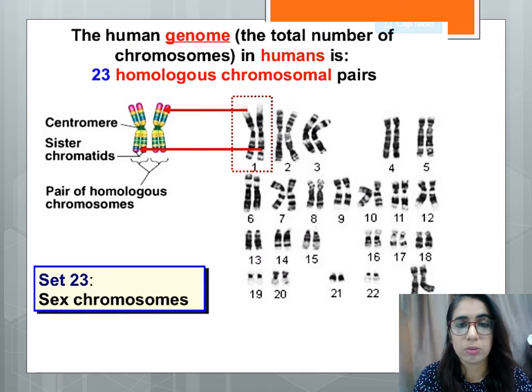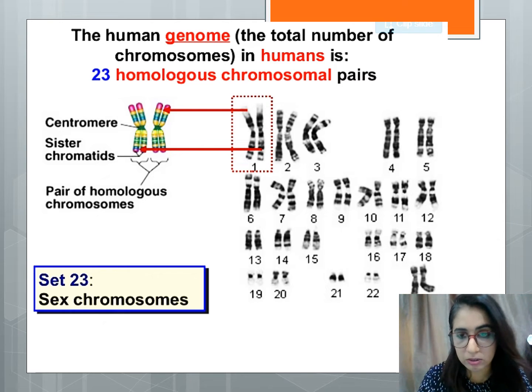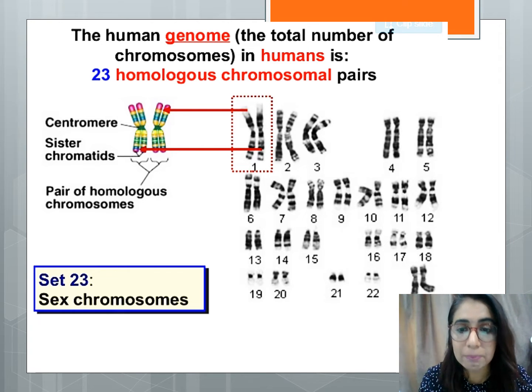Now, the human genome, which means the total set of chromosomes in humans, is 23 homologous chromosomal pairs. So we have 1, 2, 3 up to 23 pairs of homologous chromosomes. These include the sex chromosomes. 23 pairs total up to 46 chromosomes.